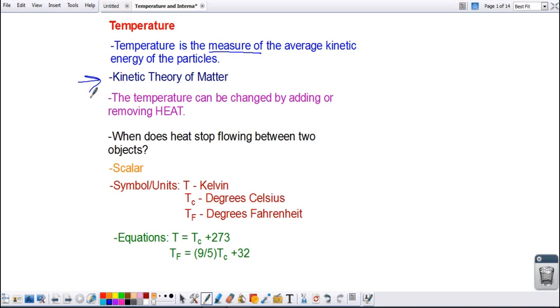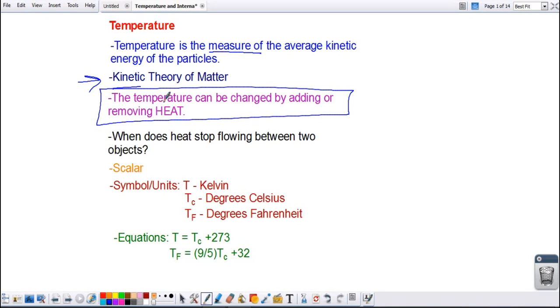How do you change temperature? Well, temperature can be changed by adding or removing heat. Now, a lot of times we use the word heat and hot and all of that, and we think temperature at the same time. But heat is actually measured in joules. It's an energy, and if you add energy to the system, you're going to increase the kinetic energy of the system, and the temperature is going to rise.